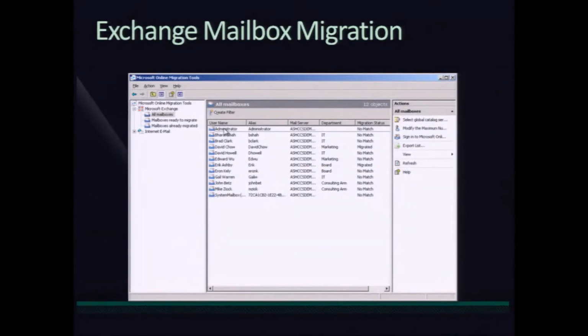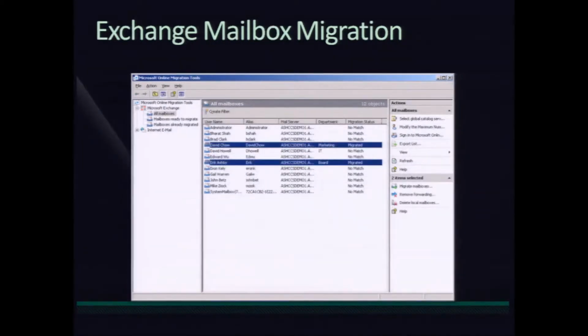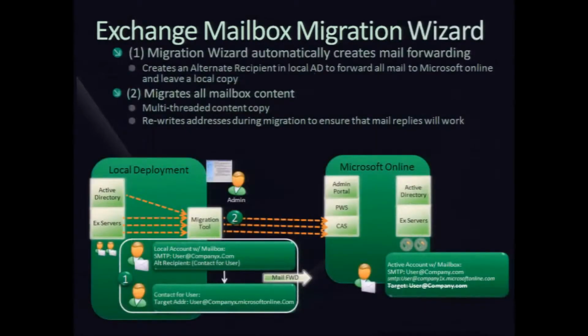So you can see, here's all the users, and over here where it says no match, it means these people have not matched. David Chow, on the other hand, has matched and it's migrated. So it's actually very easy. You can click on mailboxes ready to migrate, and that will list everybody who has not migrated but has been activated up in Microsoft Online. So even though you may have 5,000 users, when you bring up this tool, you can quickly scope it down to the people that have not migrated at this point, and then you can just go right to them. You then select the people you want to migrate, and it will walk you through a wizard that will migrate them.